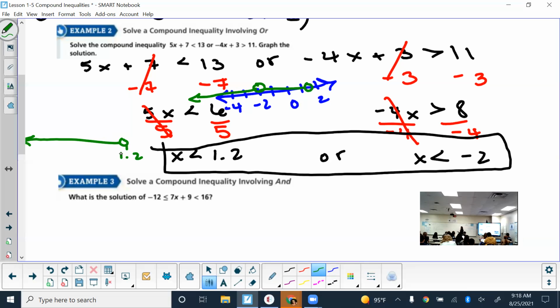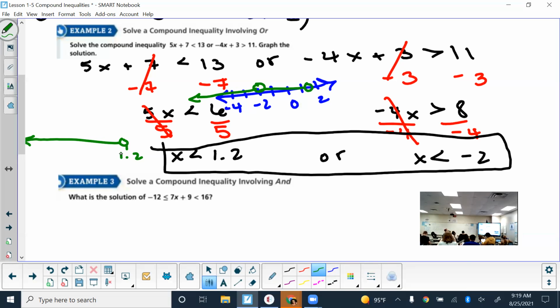So in this one, is the -2 included? If only one of these has to be true, can -2 be included? Yes, because it's smaller than 1.2, right? So only one of them has to be true. So your solution is drawn like this. That's the only exception to the "or" looking like that. All right, questions?